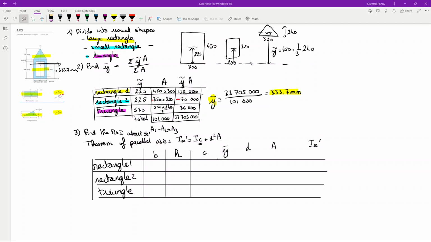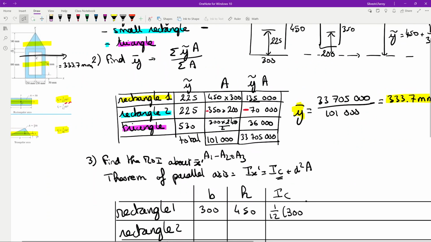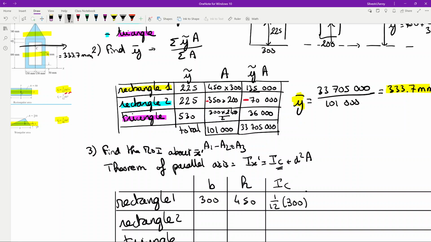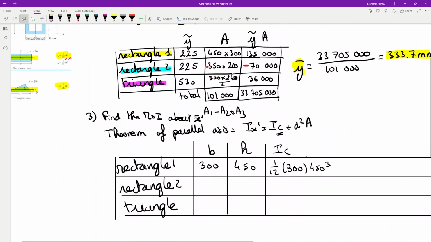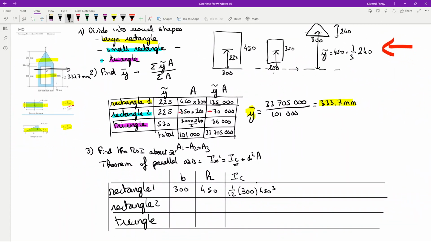So for the rectangle 1, this one, super important to keep our drawing there. The B is 300 and the H is 450. So let's add one more step. The I about C in this case will be 1/12 of 300, the base, times H cubed, 450 cubed. For rectangle 2, we have this one. It's 200 for the base, 350 for the height, so that will be 1/12 of 200 times 350 cubed.